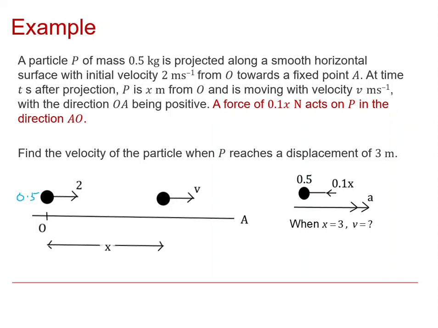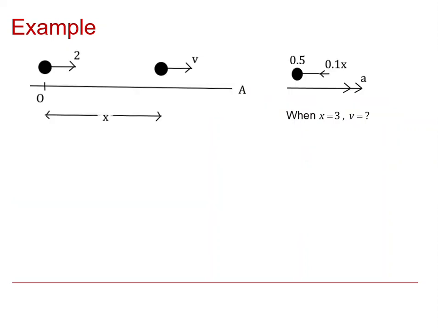So that will lead us to an equation, but first let's just remind ourselves of the question. When x is 3, we want to know what v is. So we can anticipate that that will be giving us an equation in terms of 0.1x and a. So our equation is going to look like that. It's just F equals ma. So we've got F on the left equals ma on the right, and the minus sign accounts for the fact that it's a restraining force.